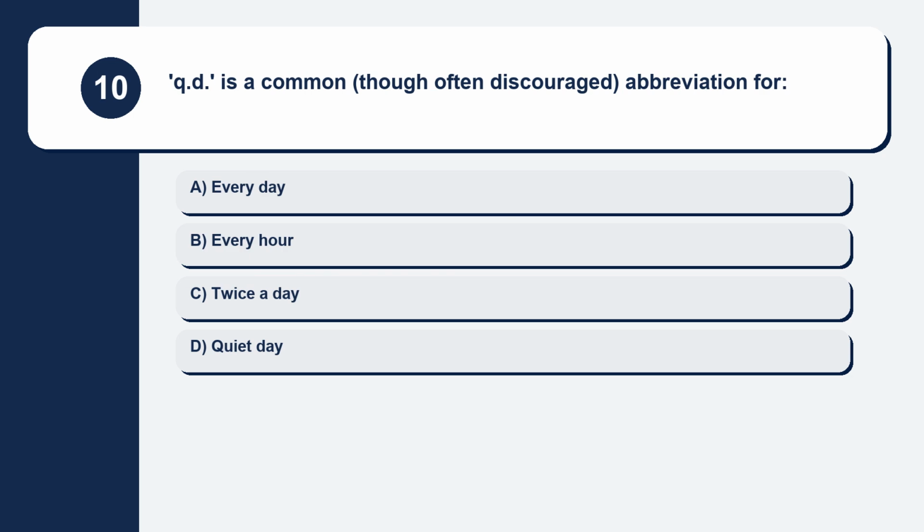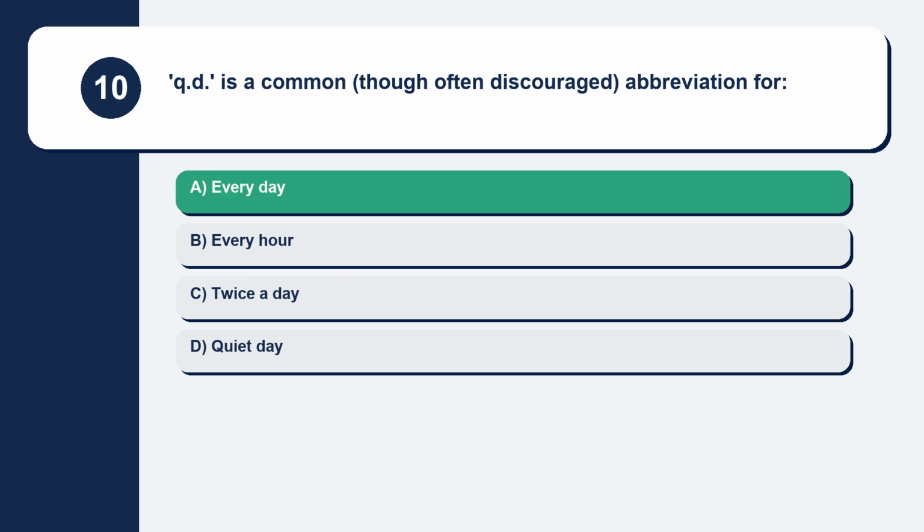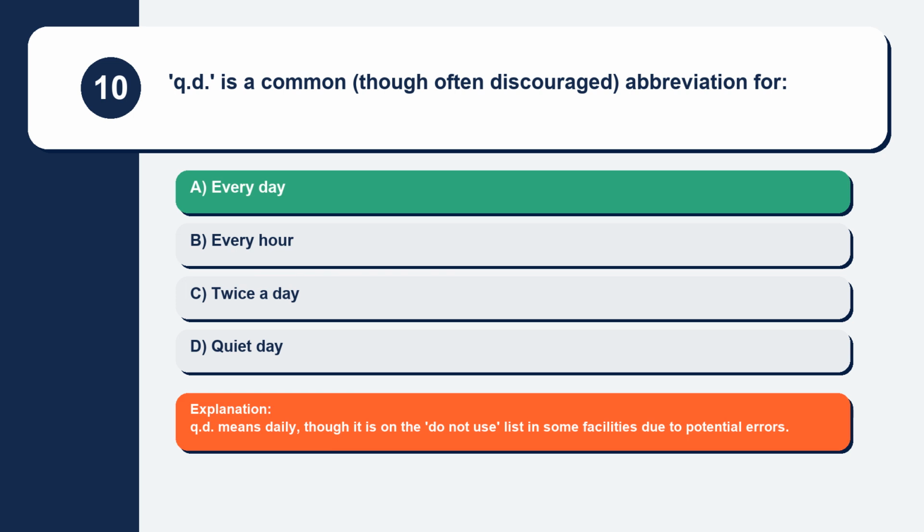Question 10. QD is a common, though often discouraged, abbreviation for: every day, every hour, twice a day, or quiet day. QD means daily, though it is on the do not use list in some facilities due to potential errors.